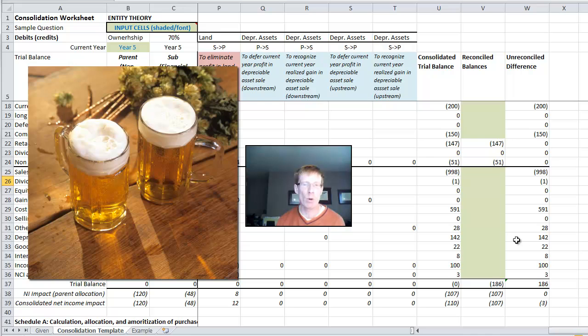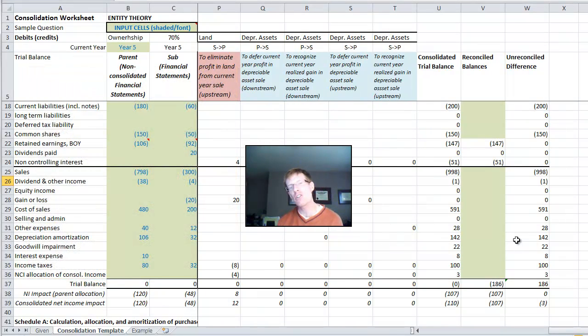Even if everything works out the way it's supposed to, you still need to understand the adjustments and the reconciliations. I doubt that you'll be able to bring this template into your exam, so be sure to study the schedules that I've built here for you and understand the flow of the information.